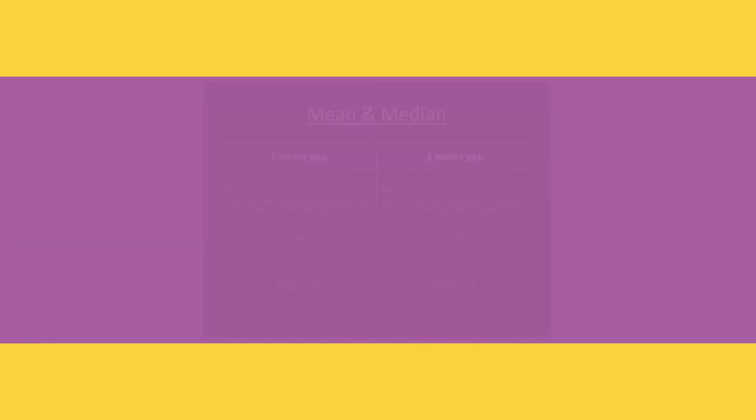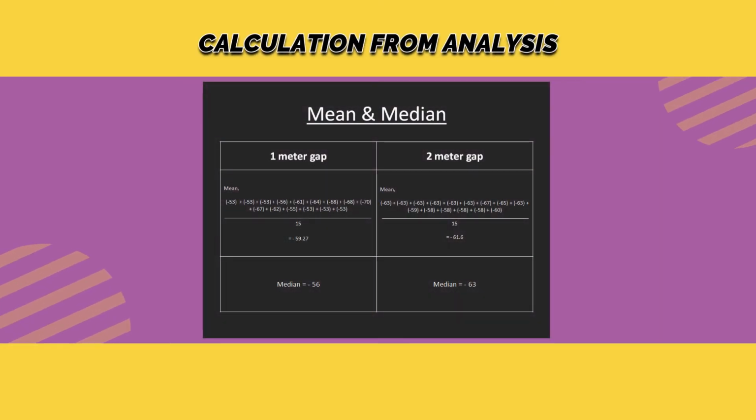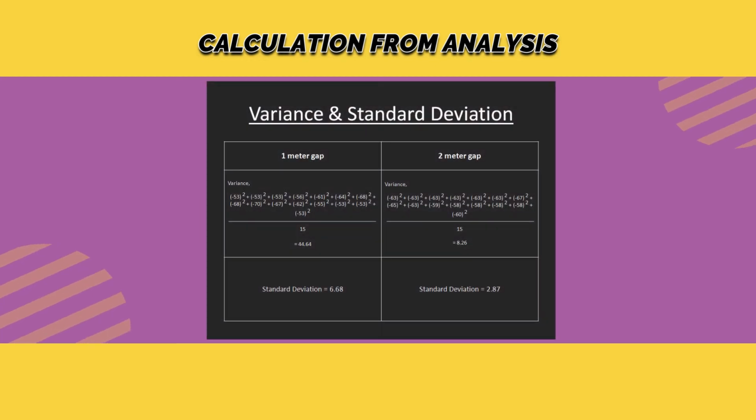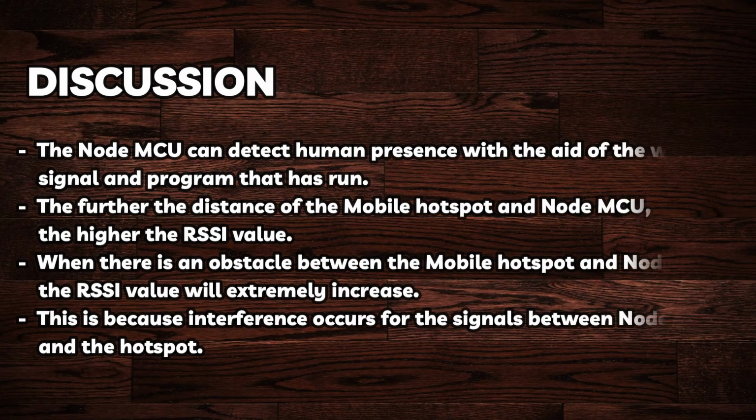The mean and median are not the same as we compare both the gaps. Also, the variance and standard deviation are calculated and both results vary. Based on the observation, we can say that the Node MCU can detect human presence with the aid of the wireless signal and program that is run.